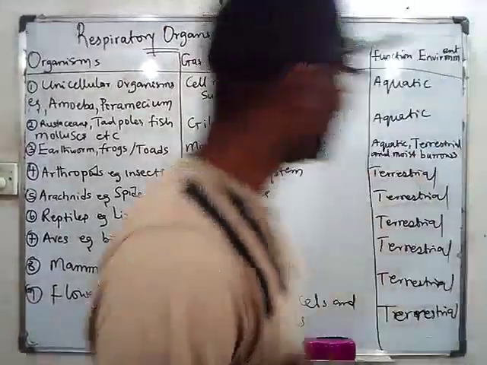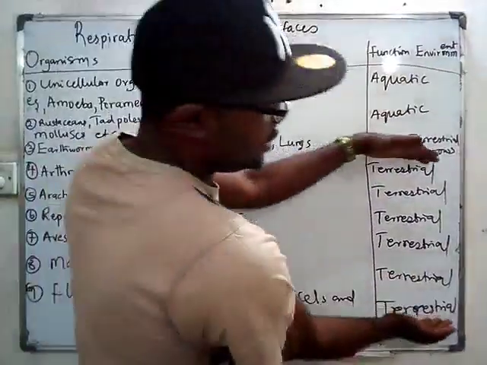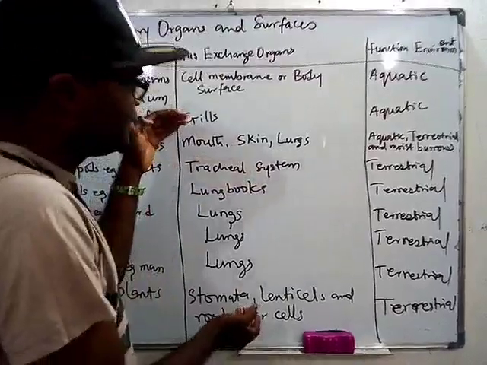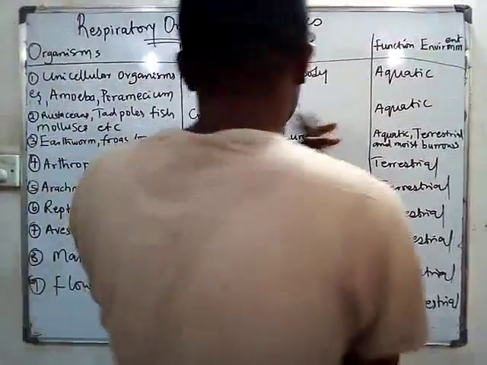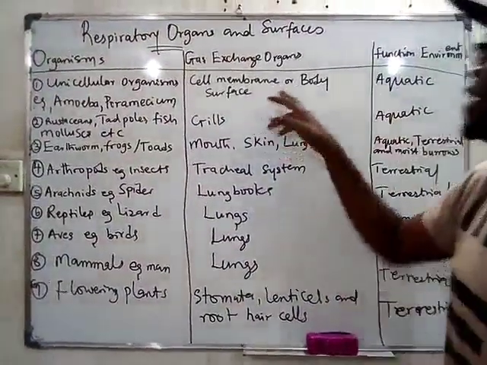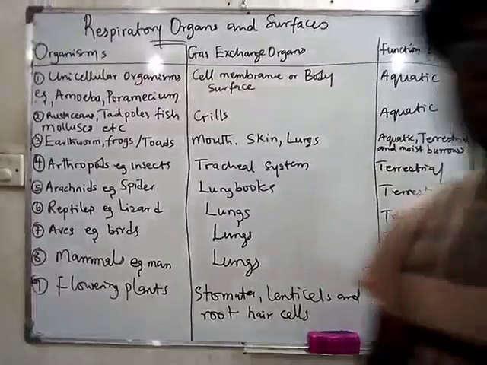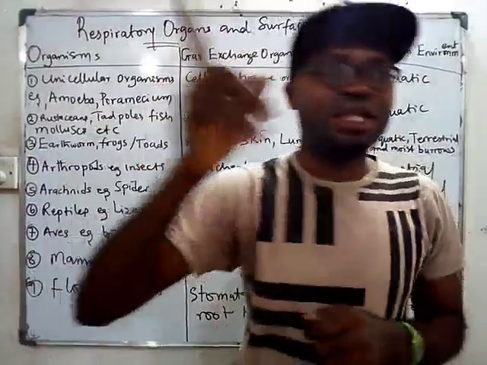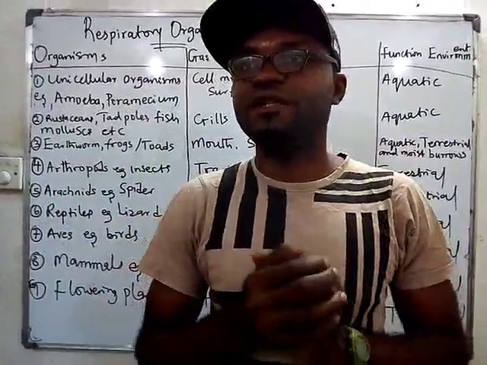You understand? So the place they are staying affects what they are using for respiration. The ones that are living on the land, terrestrial animals, most of them are using lungs. Whereas the ones in water, most of them are using gills. Their skin and mouth, and also very, very important, unicellular organisms use their cell membrane and body surface. You understand? So you need to learn about respiratory organs and surfaces. Very, very important. It's in the JAMB syllabus, and they are bringing it even in WAEC and NECO. Exactly.